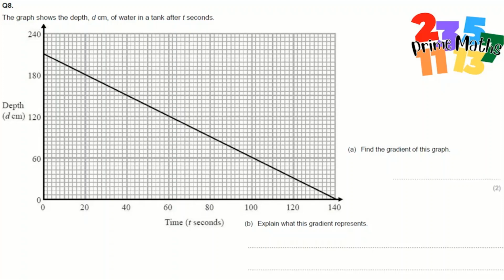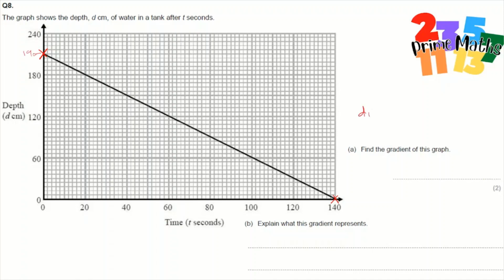Question 8 is a real life graph question. The first part wants to find the gradient of the graph. We need to choose 2 points that are easy to read from. I'm going to choose the points where the line crosses the axes. So we've got the coordinates 140, 0 and 0, 190.